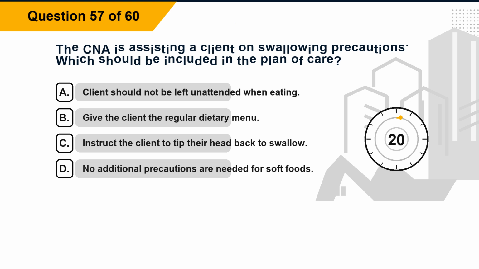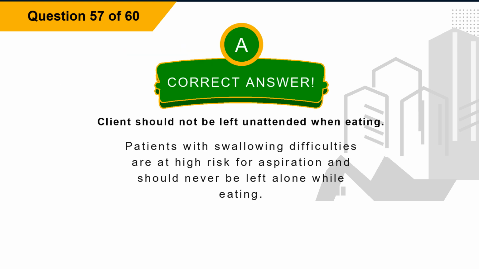Question 57. The CNA is assisting a client on swallowing precautions. Which should be included in the plan of care? Option A, client should not be left unattended when eating. Option B, give the client the regular dietary menu. Option C, instruct the client to tip their head back to swallow. Option D, no additional precautions are needed for soft foods. The correct answer is option A, client should not be left unattended when eating. Explanation: patients with swallowing difficulties are at high risk for aspiration and should never be left alone while eating.